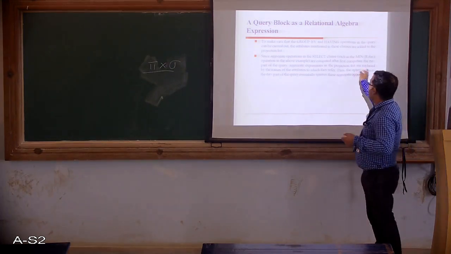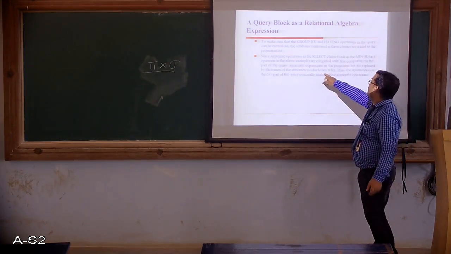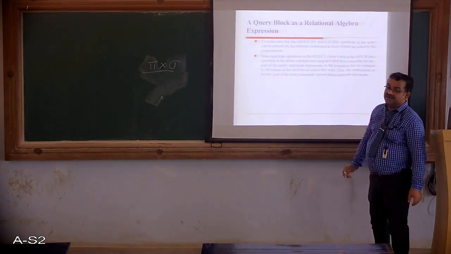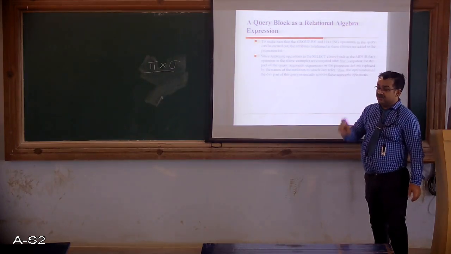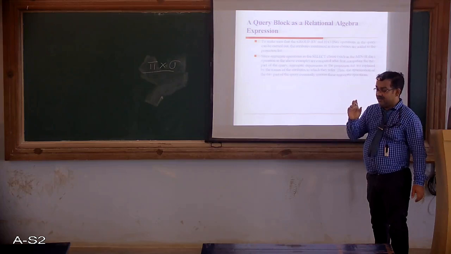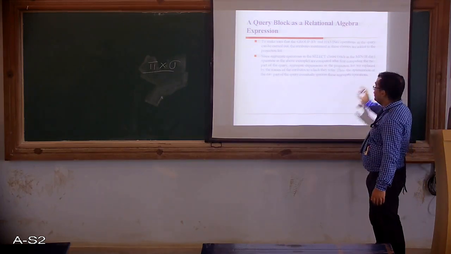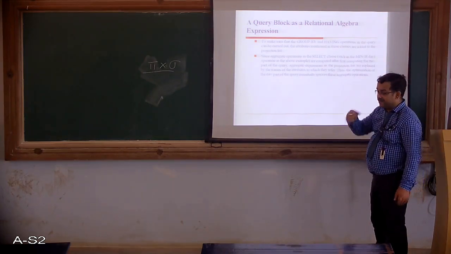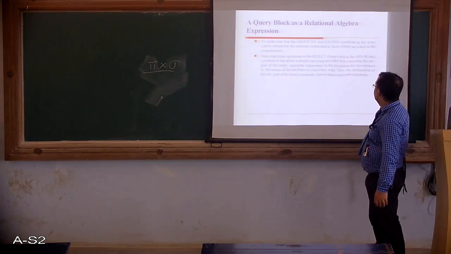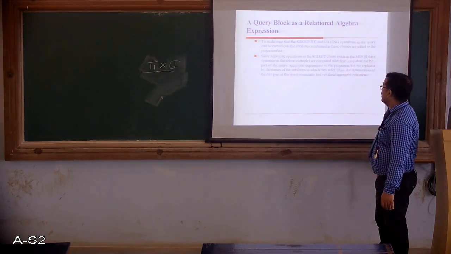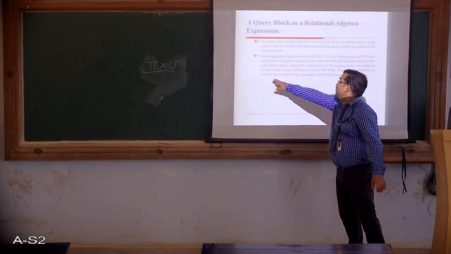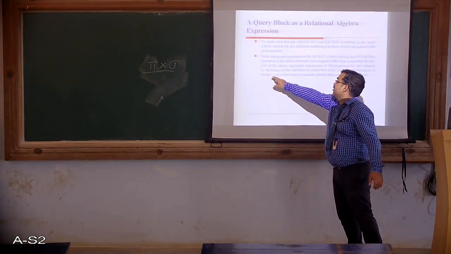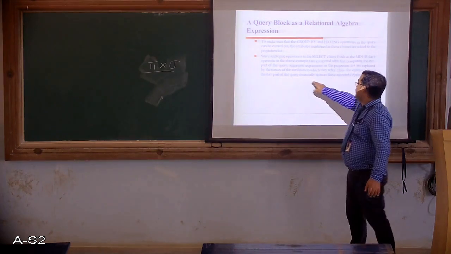In the projection list, aggregate operations are replaced by the names of the attributes to which they refer. Okay? So aggregate operations in the projection list are actually referred to by the names of the attributes to which that aggregate operation refers.